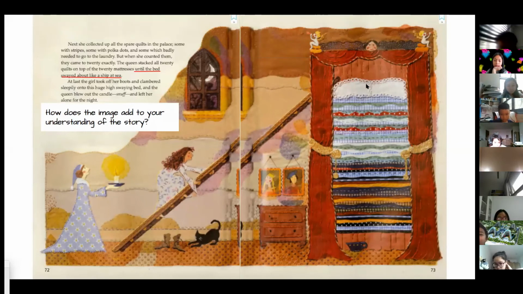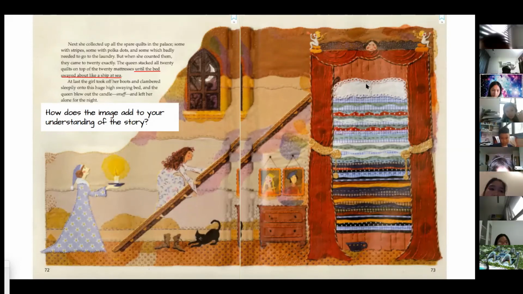Richard, how does this image add to your understanding of the story? What does it show? The image let me know more about the setting and helped me know more why the author used the simile, the bed swayed about like a ship at sea. Okay, good job.